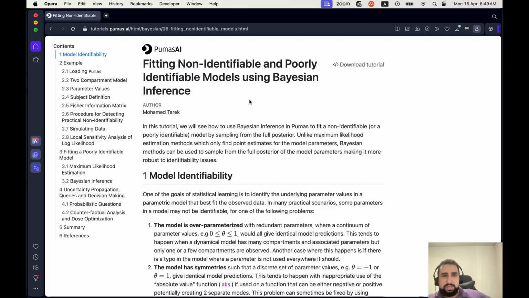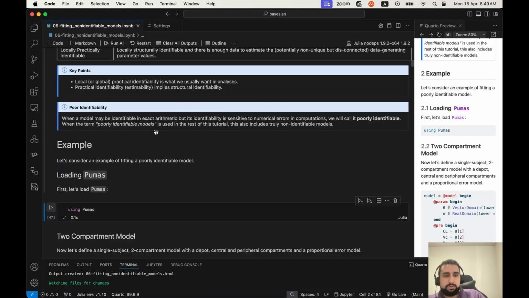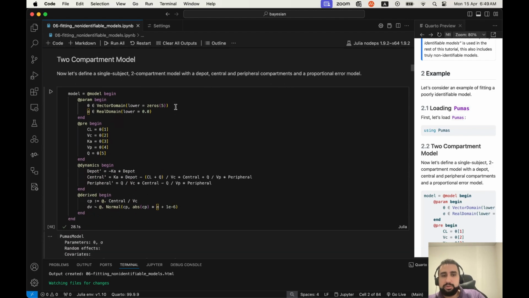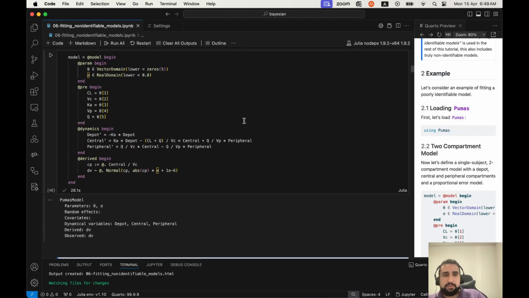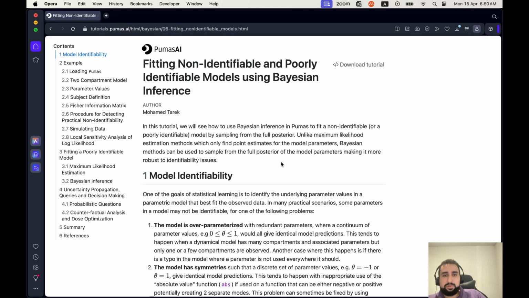I'm going to basically walk through it, explain the key points, and also hopefully walk through the code here and maybe interactively show you a couple of things. I have an interactive version of the tutorial here, and I have the pre-rendered version of the same tutorial on this website. Okay, so let's get started.